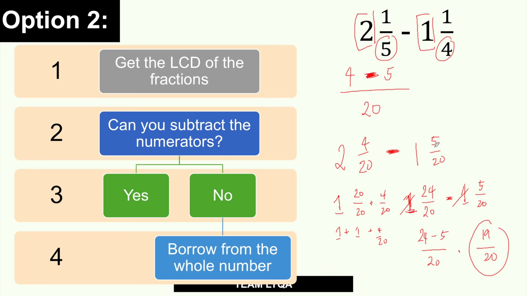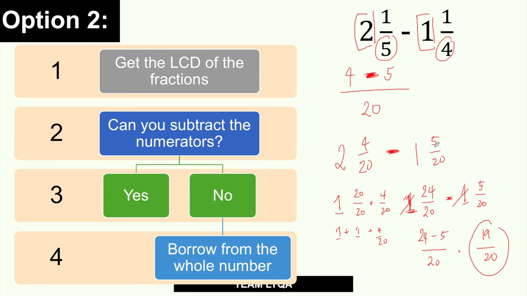Okay? So, again, I hope you got this right. Kung ginamit niyo yung traditional method, what you would do here would be 4 times 2 is 8 plus 1, that is 9 over 4, minus, and then you have 1 times 12 is 12, plus 5 is 17 over 12.